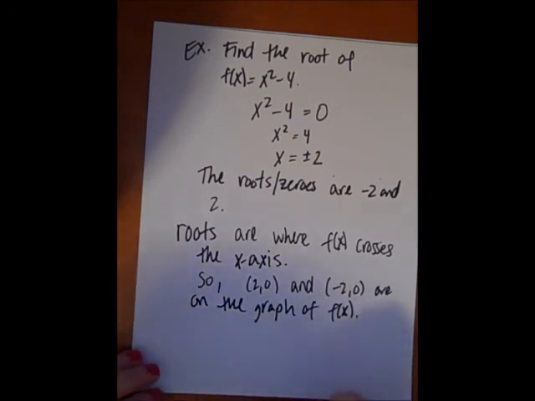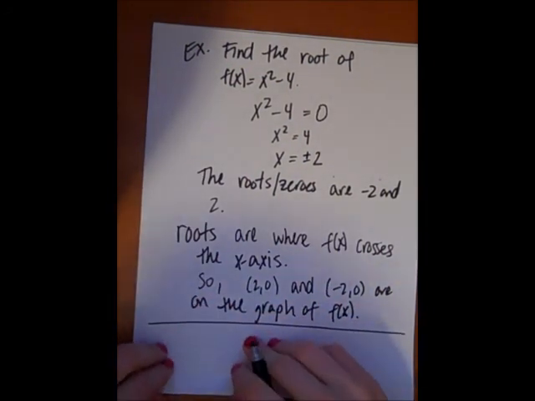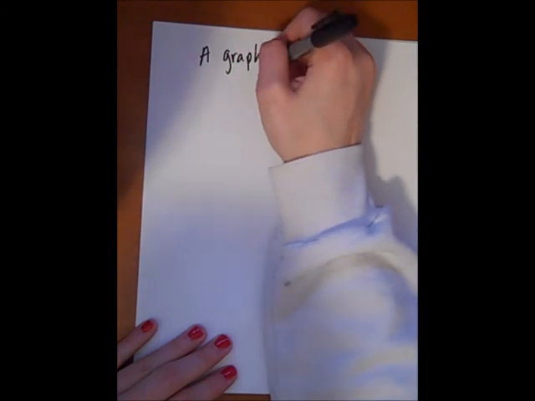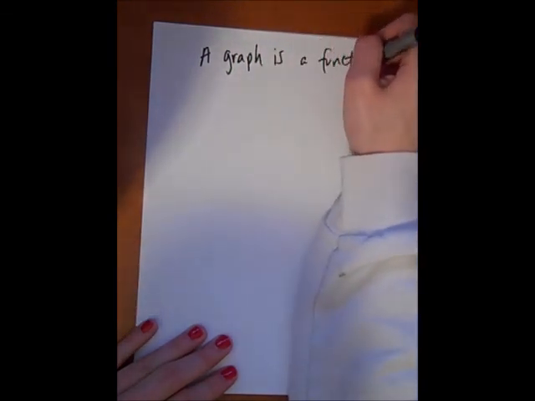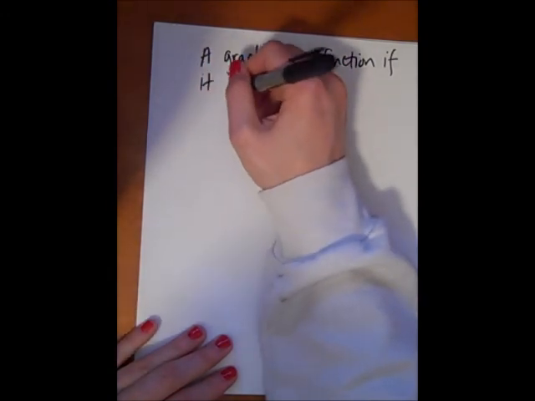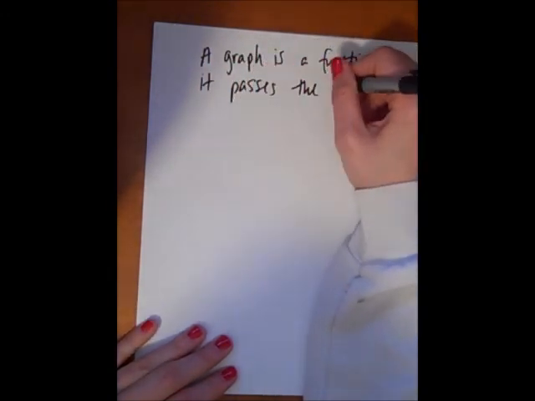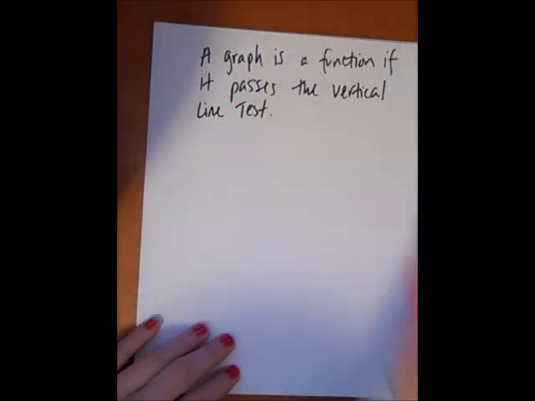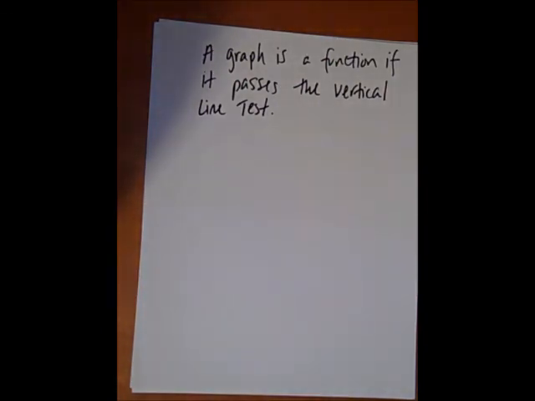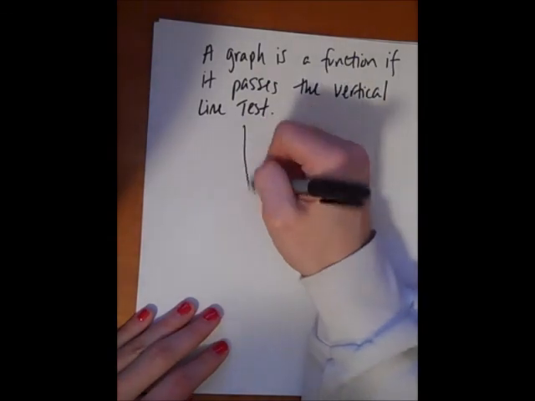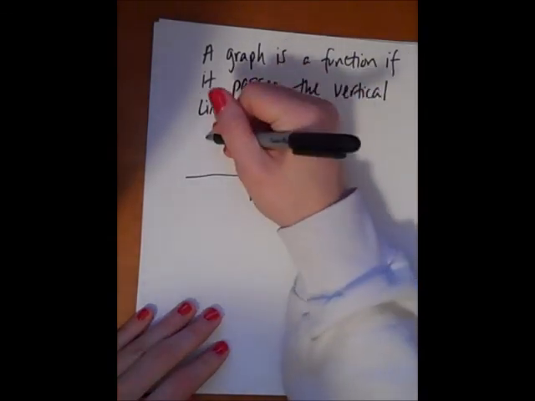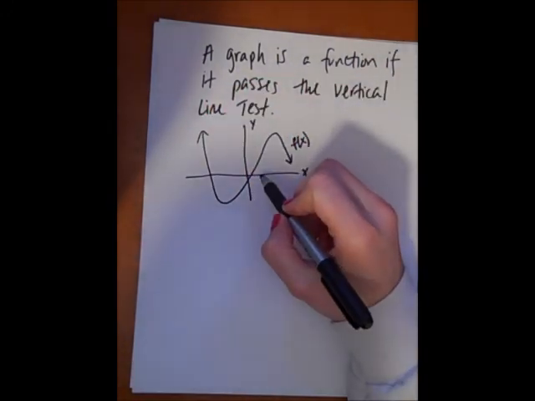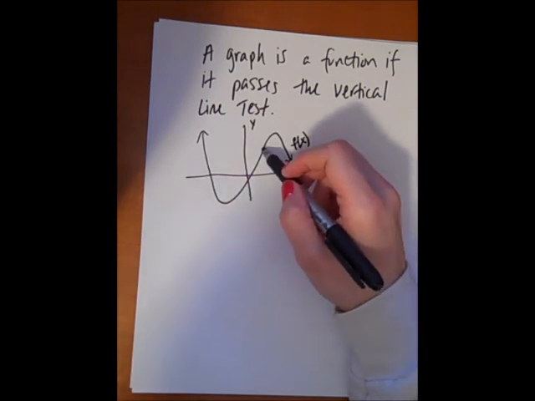Lastly, how do we know if a graph is a function? I'll go to the next page here. So a graph is a function if it passes the vertical line test. The vertical line test comes from the fact that for any input I can only have one output. So what this means, say I look at this graph real quick, any x value that I have, there's exactly one value of y associated with it.